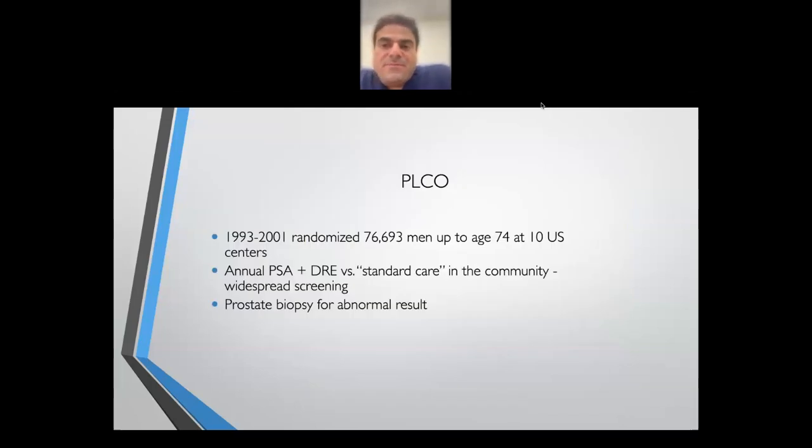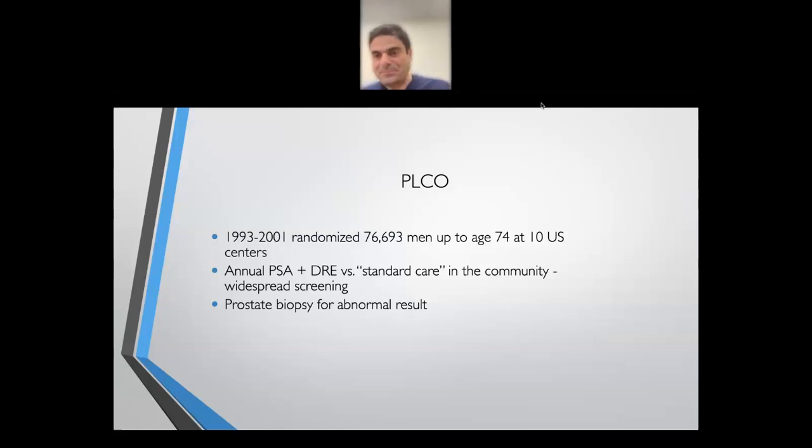So they looked at men from 1993 to 2001, 76,000 men up to the age of 74, in 10 American centers. Annual PSA plus DRE versus standard of care. And you have to remember Catalona, a guy from the States: the US were the ones who did the PSA. They're the ones who actually got it approved in 1994. So everyone was getting PSA screening. Even so, when you're talking about versus standard of care, the rate of PSA screening in the standard of care was actually high. And then you do a biopsy if you have an abnormal result.